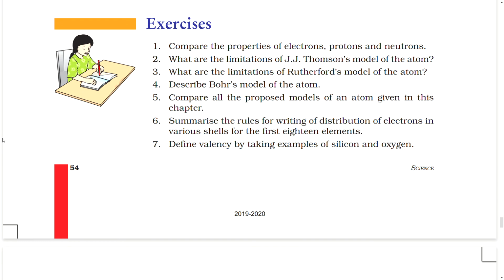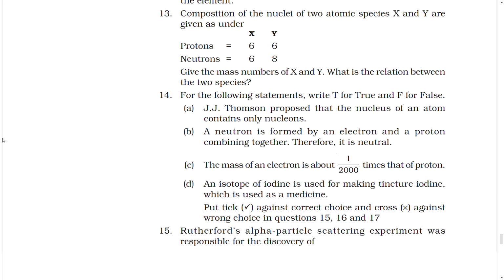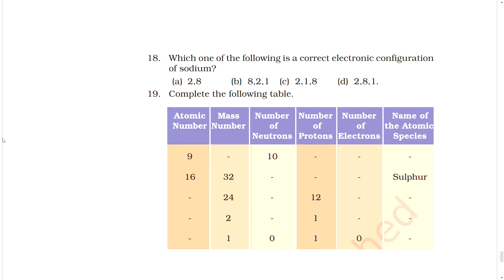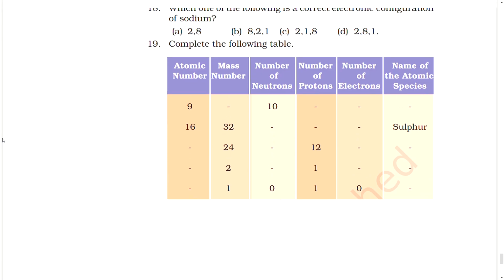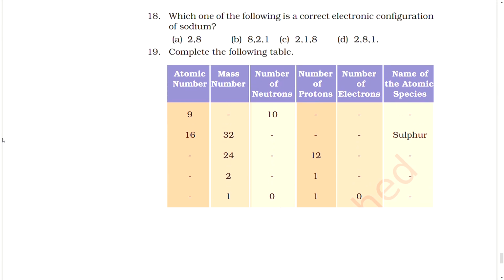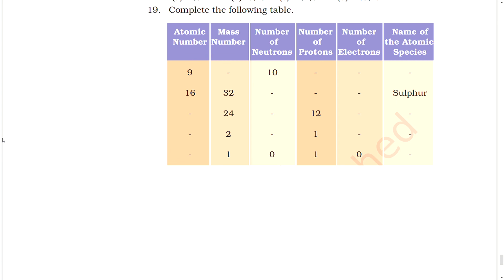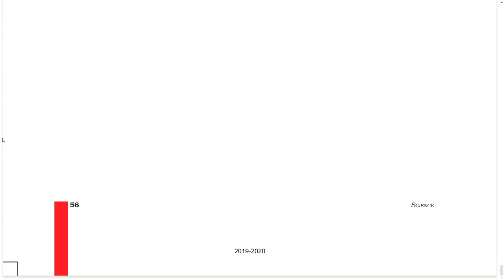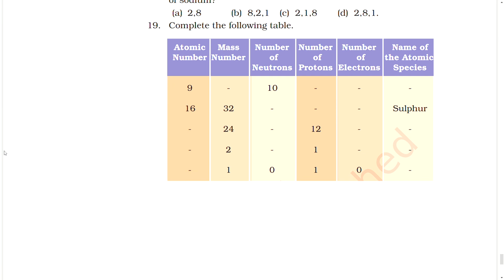Exercises. Complete the following table: atomic number, mass number, number of neutrons, number of protons, number of electrons, name of the atomic species. 9, 10, 16, 32 sulfur, 24, 12, 21, 10.